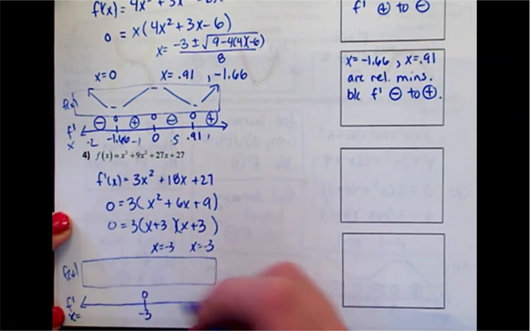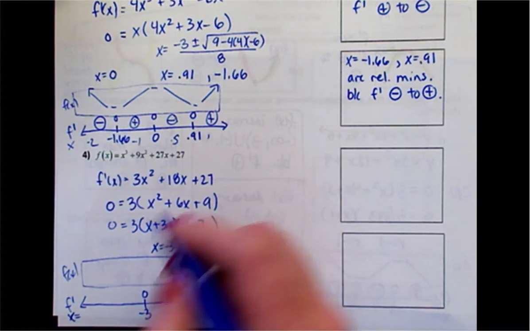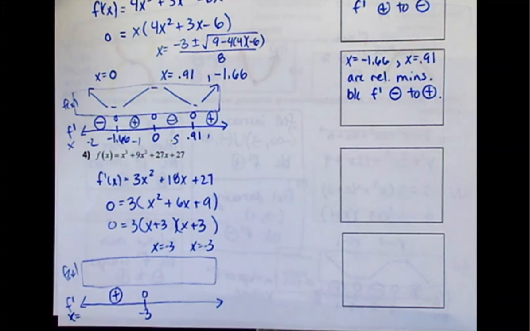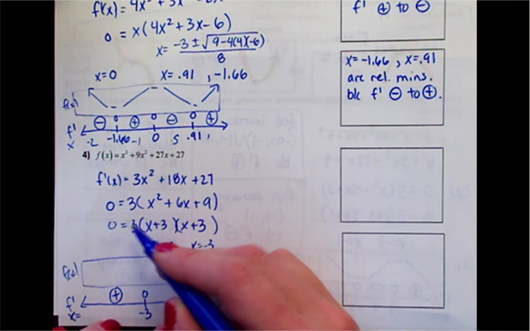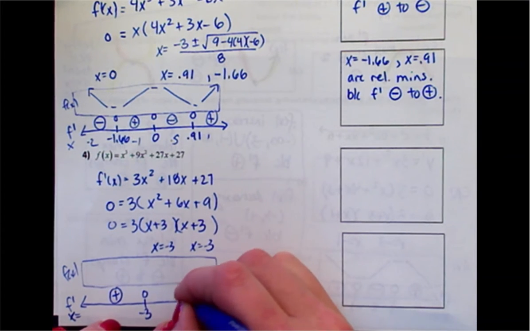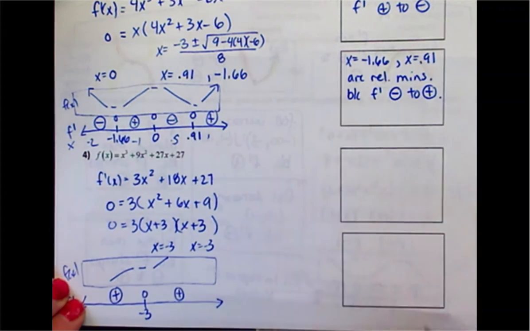I guess I could try negative 4. 3 times negative 1 times negative 1 is positive. Right? You don't always need to use your calculator to evaluate, just when the numbers are a little bit tricky or it's a little hard to. So let's try 0. 3 times 3 times 3 is positive. Okay, so it goes increase, 0, increase.